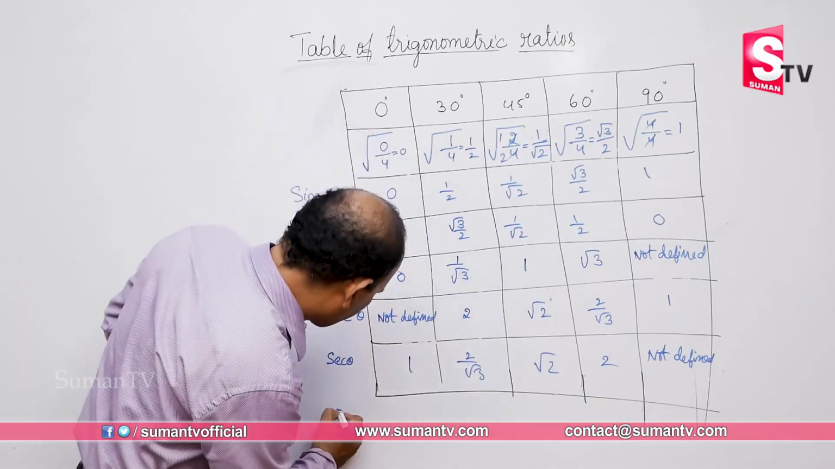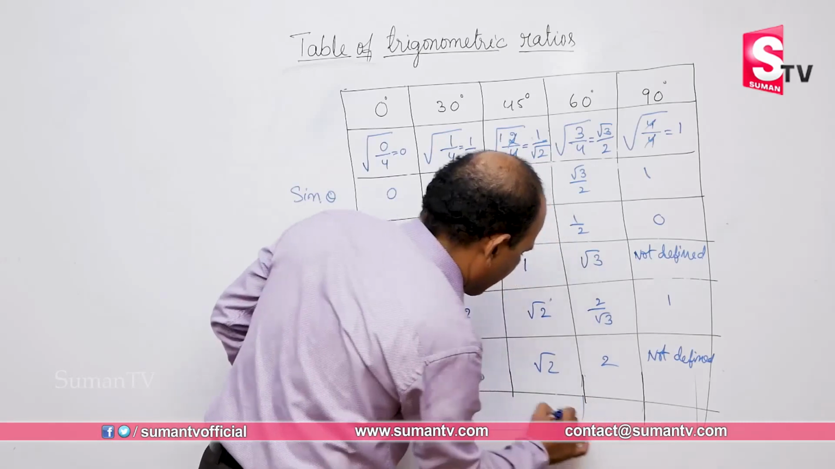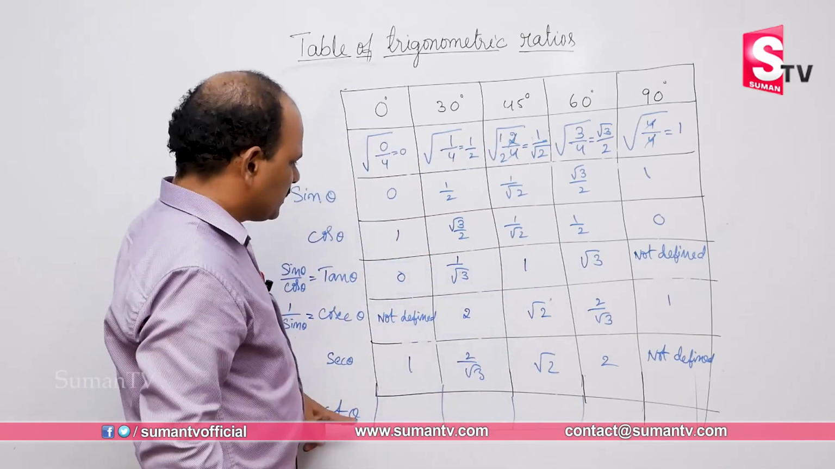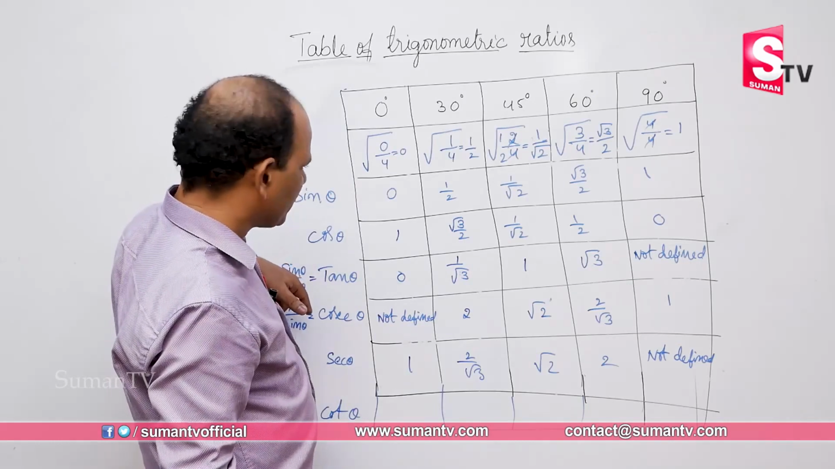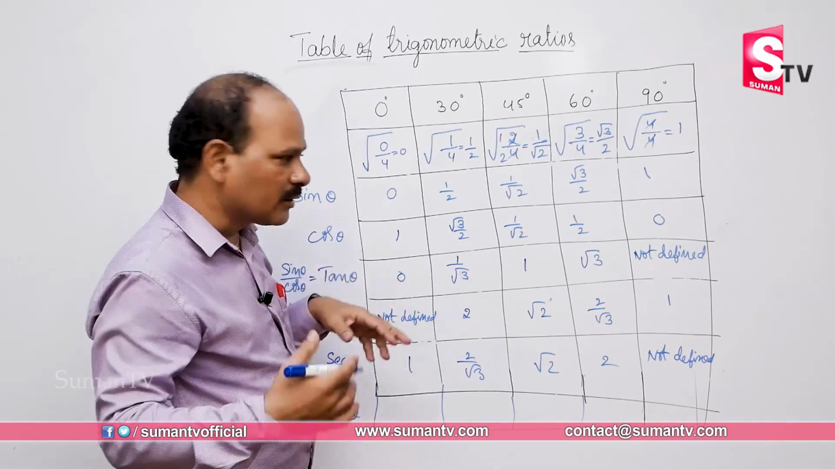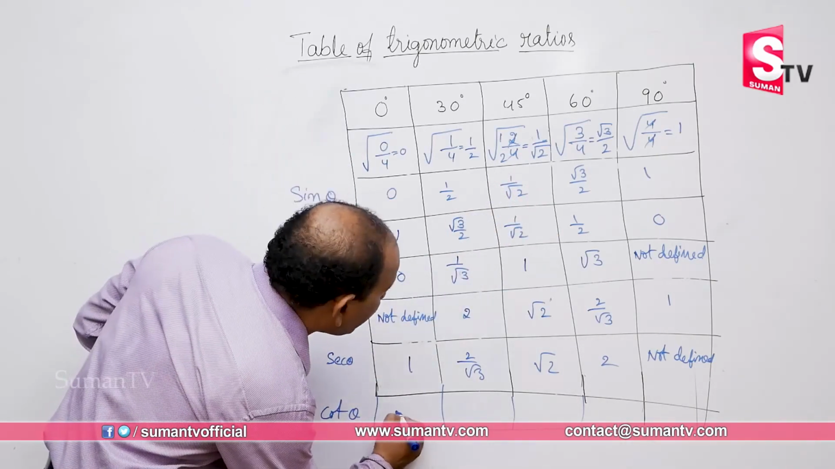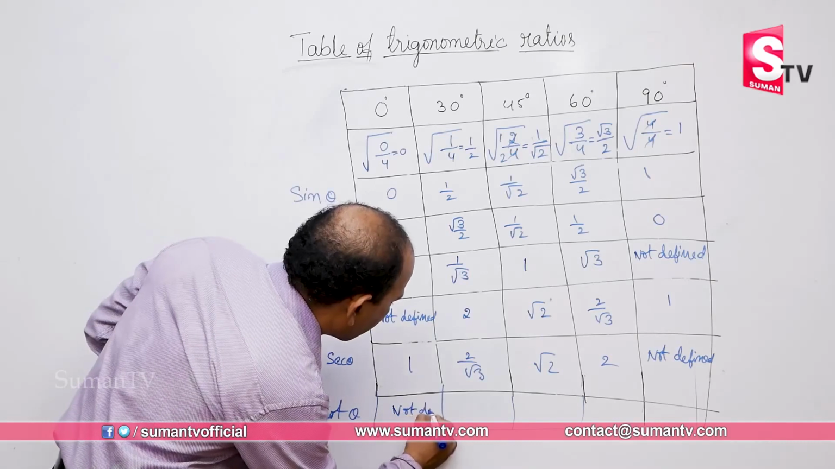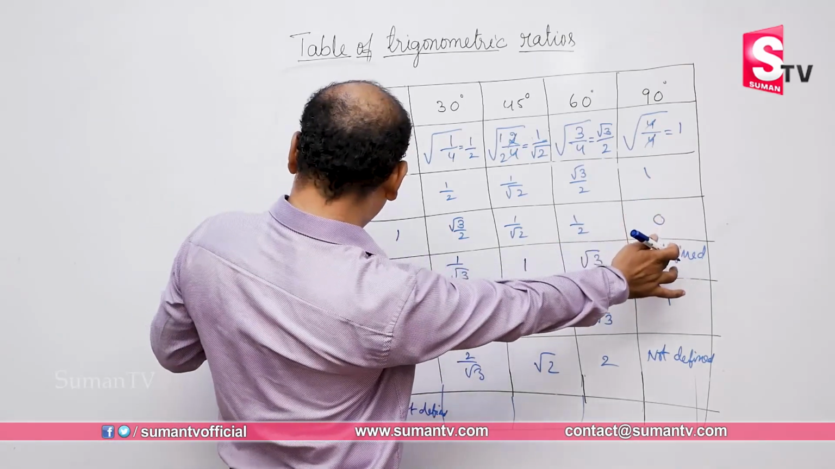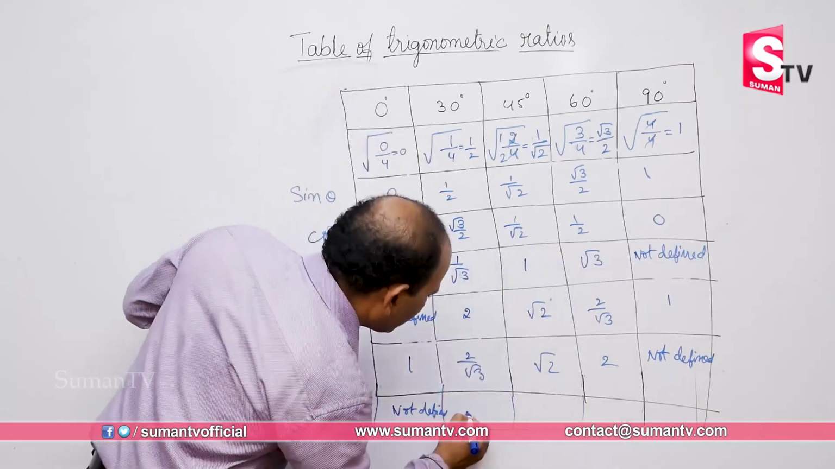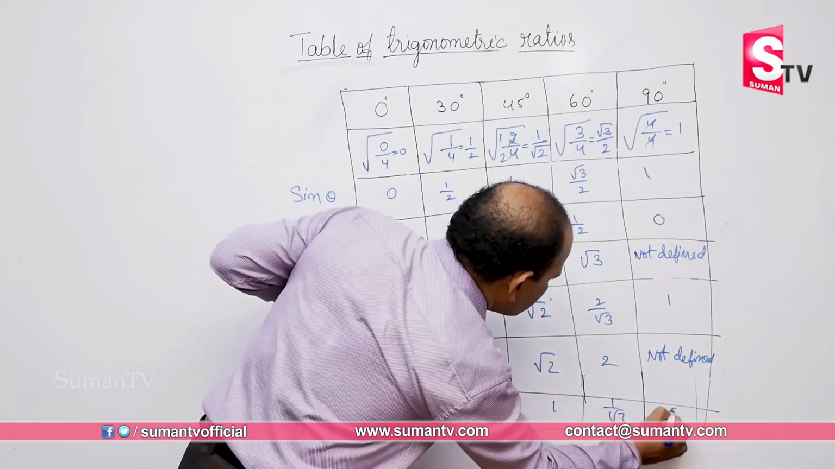Okay. Lastly, cot theta. Cot theta is just reverse of tan theta. Otherwise, inverse of tan theta. Another way is write in the reverse order. So, it is not defined. All tan theta values write in reverse order: root 3, 1, 1 by root 3, 0.